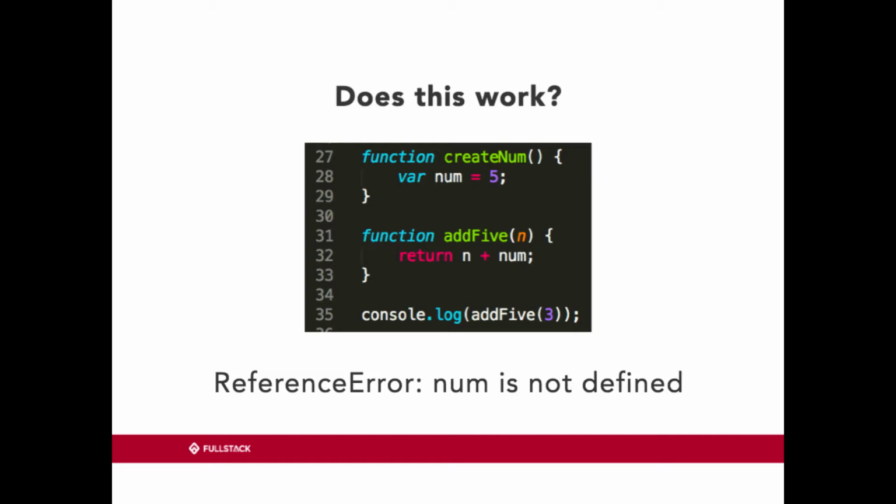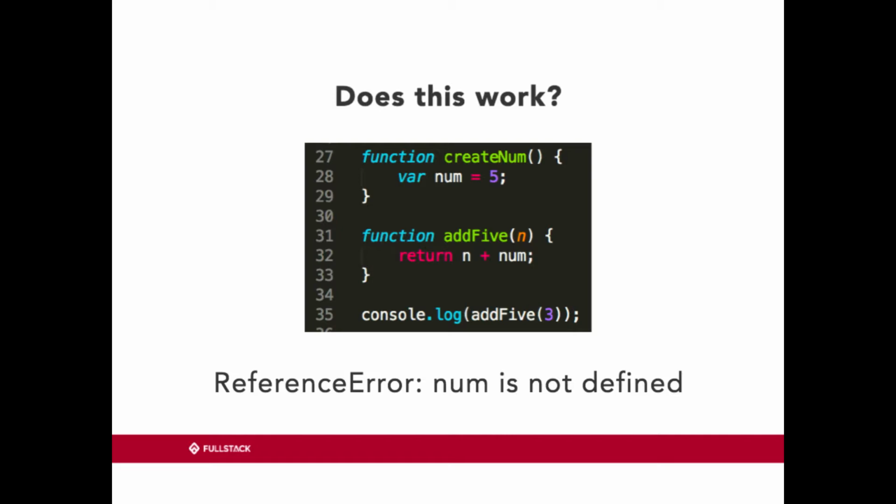However, let's say we did run create num and we instantiate var num equals 5. Then would this work? So basically on line 34, if I say create num first, and then I say console log out add 5 3, what would that give us then? Still wouldn't work because that num is private to that function at the top.